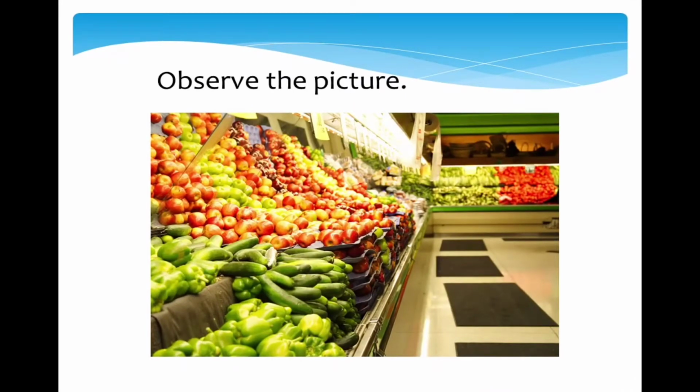Okay, so here is the picture. What did you observe in the picture? Okay, so you observe varied kinds of vegetables and fruits. So, where can we find this kind of varied fruits and vegetables? As you can see, it is located in a mall or convenience store.